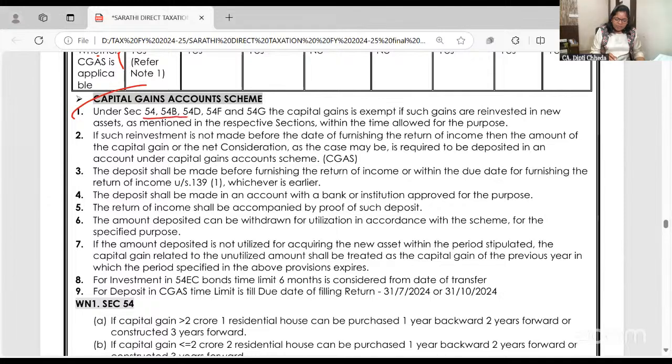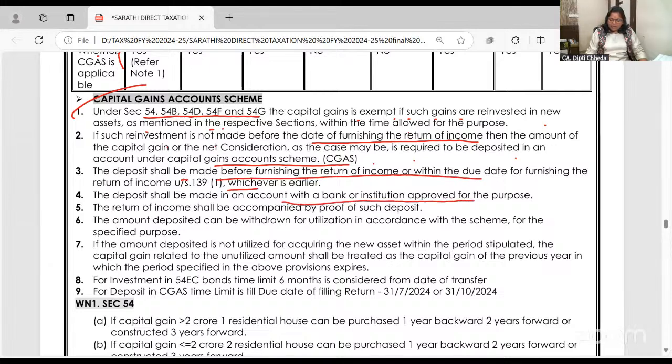Under section 54, 54B, D, F, G, the capital gain is exempt if it is invested in the new asset. If reinvestment is not made before the due date of filing the return, that is, after 31st March 25 closes, up to July 25, and you could not do it, then the amount of capital gain is to be deposited in the capital gain account scheme. Deposit should be made before the due date of filing the return. Deposit should be made with a bank or institution approved for this. Return should be filed. The amount deposited can be withdrawn only for the purchase or construction.